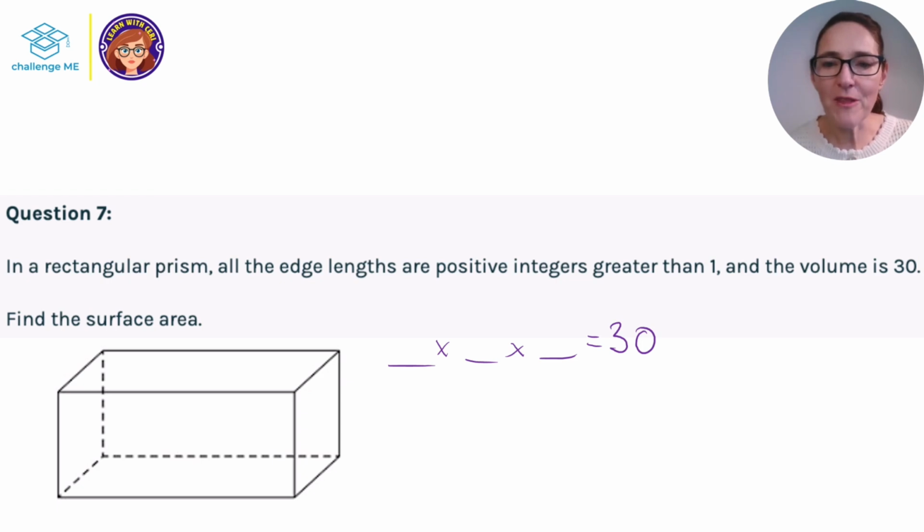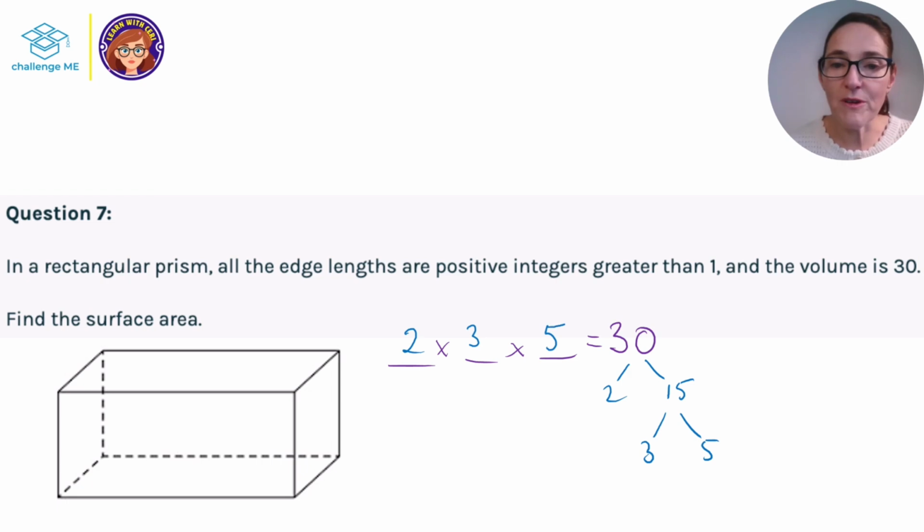And if we think about the prime factors of 30, it's 2 times 15, 3 times 5. So there are actually only 3 prime factors, because we're not allowed to use the number 1, and they're all positive and they're all integers. That's the only option we've got, 2 by 3 by 5. So I'm going to label these 2 by 3 by 5, and they're all roughly proportional, so that helps.